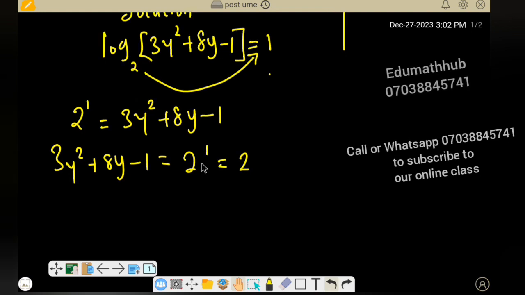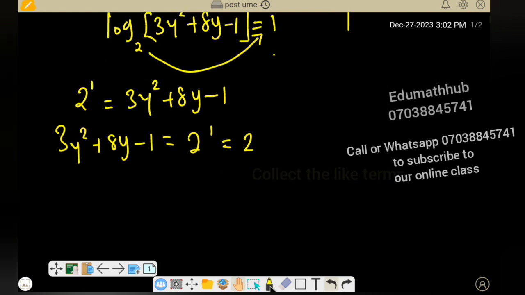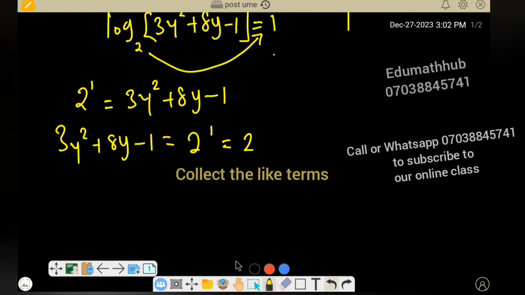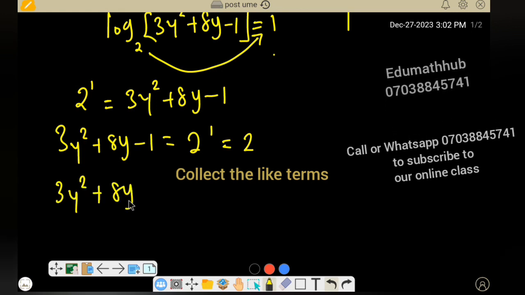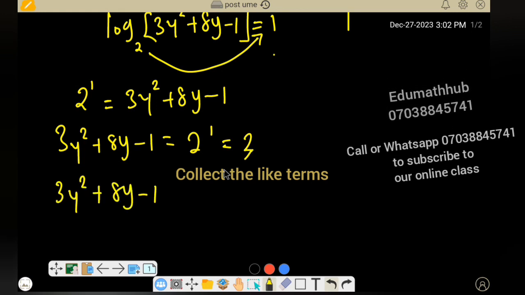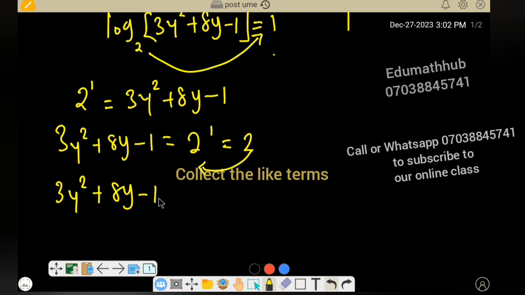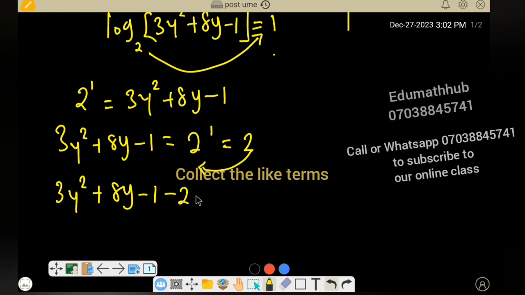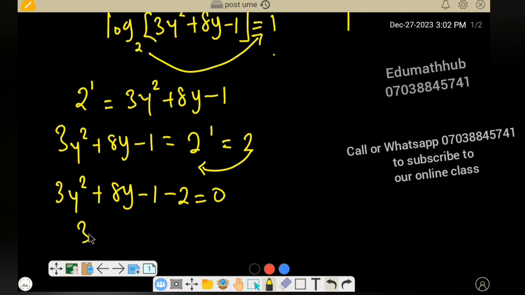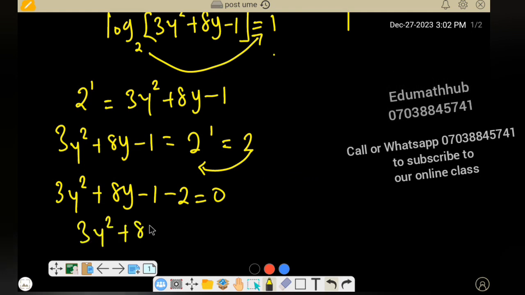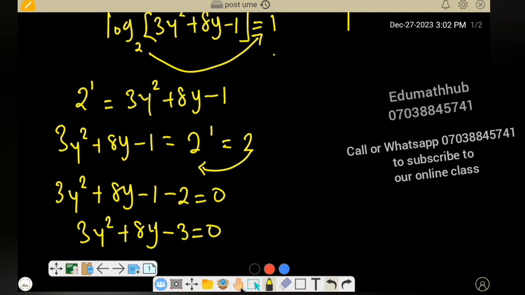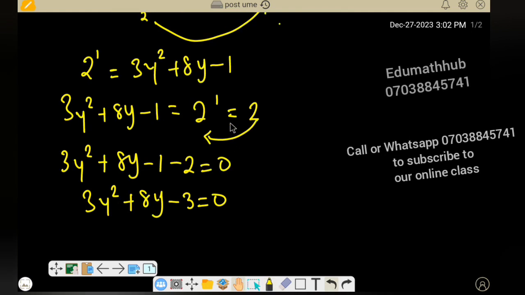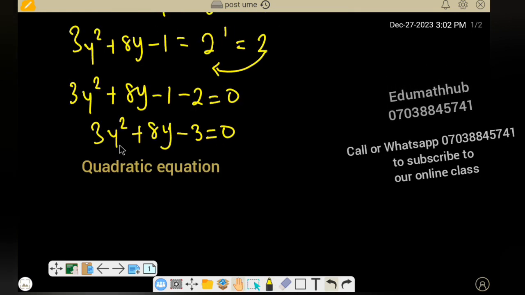Then from there, collect the like terms. You have 3y squared plus 8y minus 1, bringing this 2 here, so that minus 1 minus 2 is equal to 0. That will give you 3y squared plus 8y minus 3 is equal to 0. Now this equation is a quadratic equation, so you have to solve it for y.